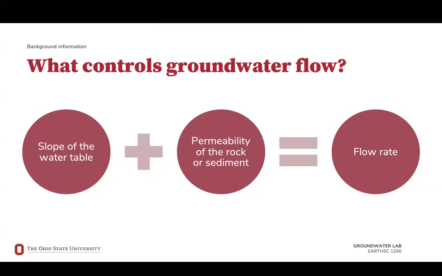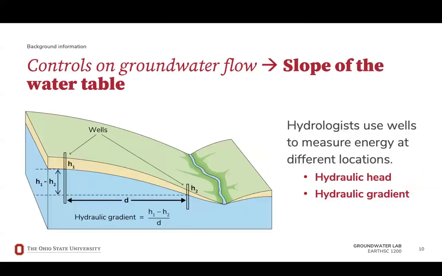Permeability is the ability of a material to allow fluid flow, while hydraulic conductivity is the ease with which water can flow through a material. These properties depend on the size, shape, and connectivity of pore spaces in the aquifer material. Earth scientists use wells to measure energy at different locations.